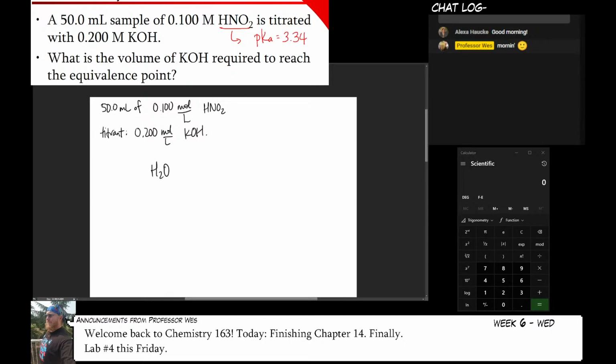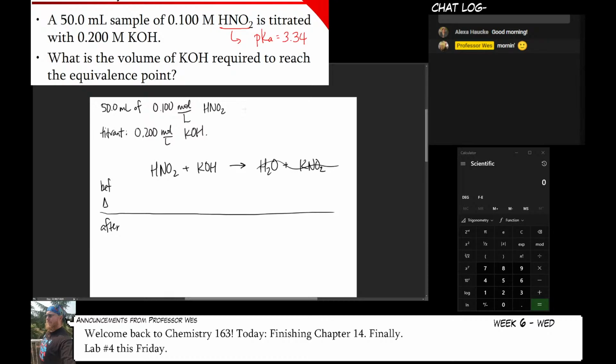Well, if this is our reaction, I don't know why I wrote water because we're not doing that. So the nitrous acid reacts with the KOH, so I'm going to make H2O and KNO2. And none of this we really care about, right? If I were to do a before and after table here, how many moles of HNO2 would be in my beaker?